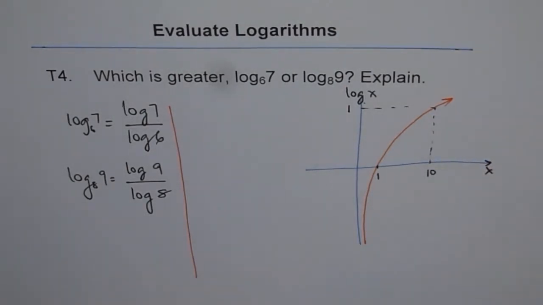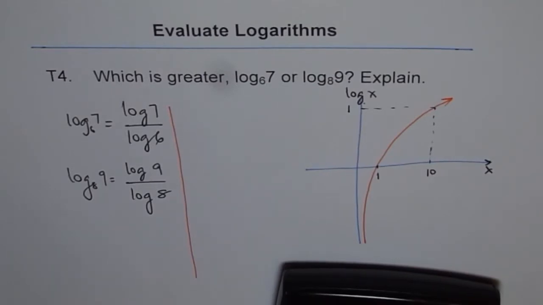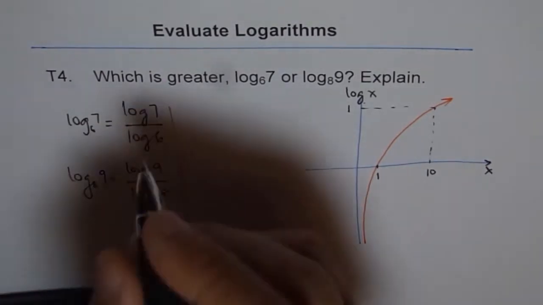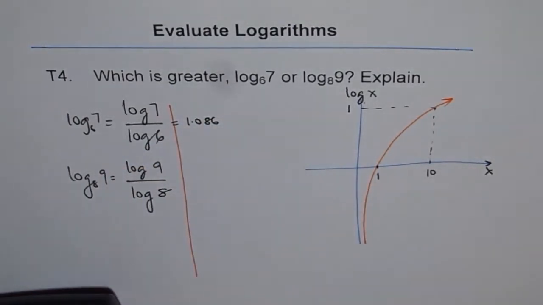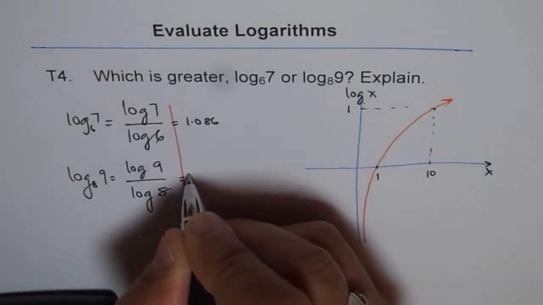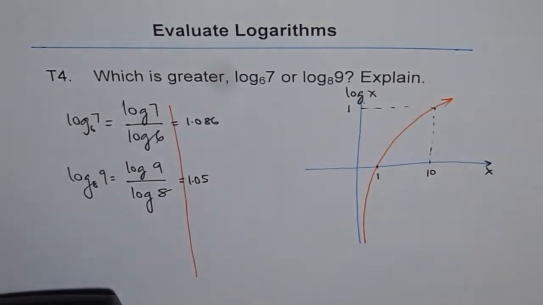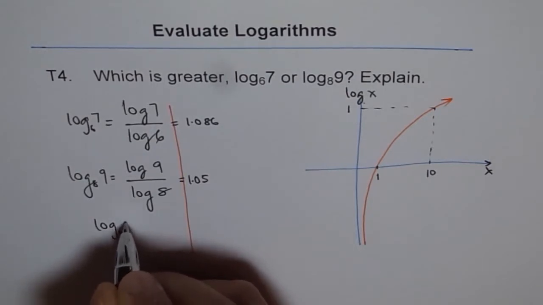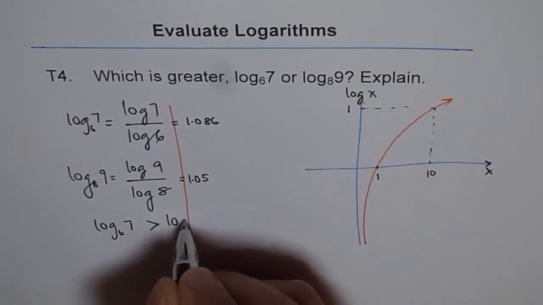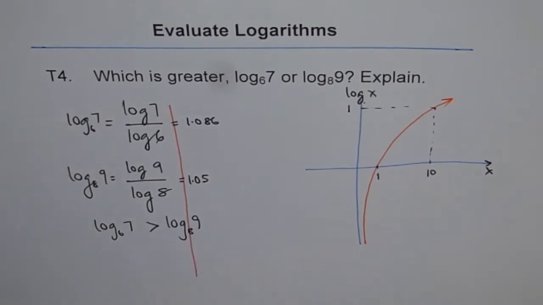One easy calculation is, of course, we can use a calculator. Let's do that first. Log of 7 divided by log of 6 is equal to 1.086 if you calculate, and then we can calculate log of 9 divided by log of 8. We get 1.05, right? So clearly we know that log to the base 6 of 7 is greater than log to the base 8 of 9. So that is from calculation.